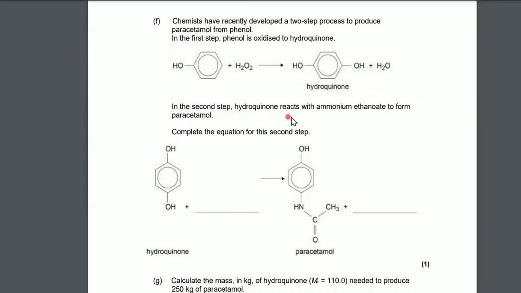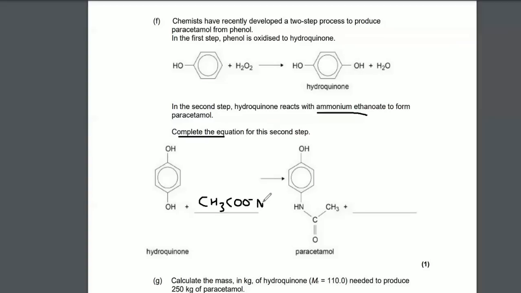What is it? Hydroquinone, where you've got a hydroxy group, 2 opposite each other across the benzene, and water formed. In the second step, hydroquinone reacts with ammonium ethanoate to form paracetamol. Complete the equation. So do you know the formula for ammonium ethanoate? Think about it. Ethanoate, it's a carboxylate ion. It's CH3COO with a minus.